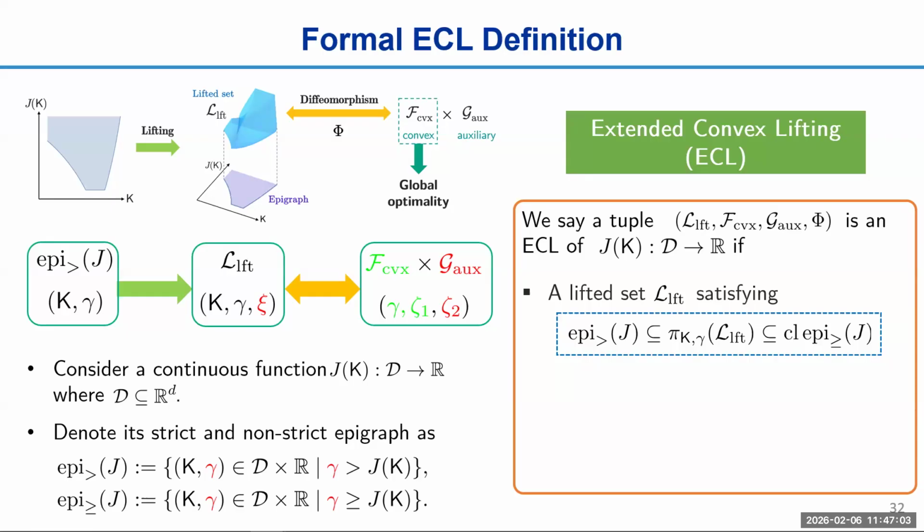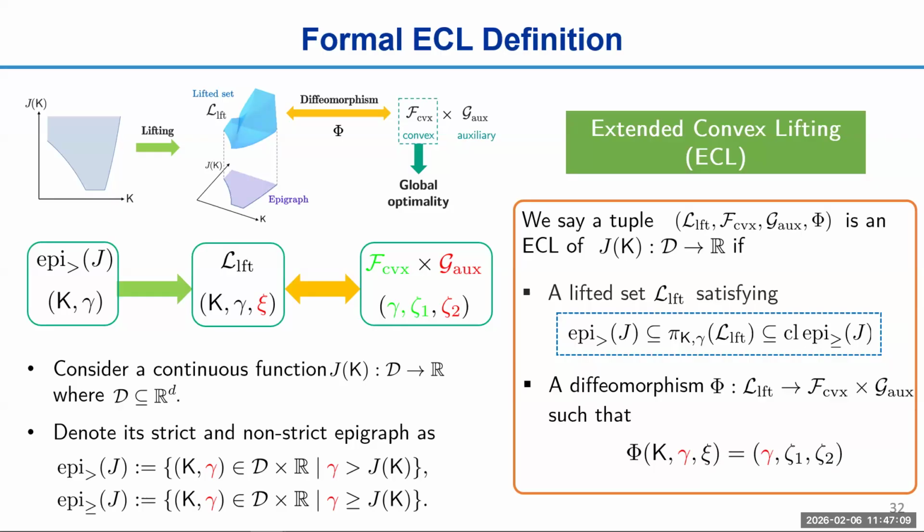So this set will really characterize the behavior of the function. And the second requirement is that we do need to have a diffeomorphism, which is just a smooth and invertible map that connects this lifted set and a convex set, with some auxiliary variables. And we directly output the function value through the map, because we want to analyze the function value, so this value should not be changed. So we have this definition. Basically we have a lifted set, a convex set, some auxiliary set, and a smooth mapping satisfying these two conditions. Right.